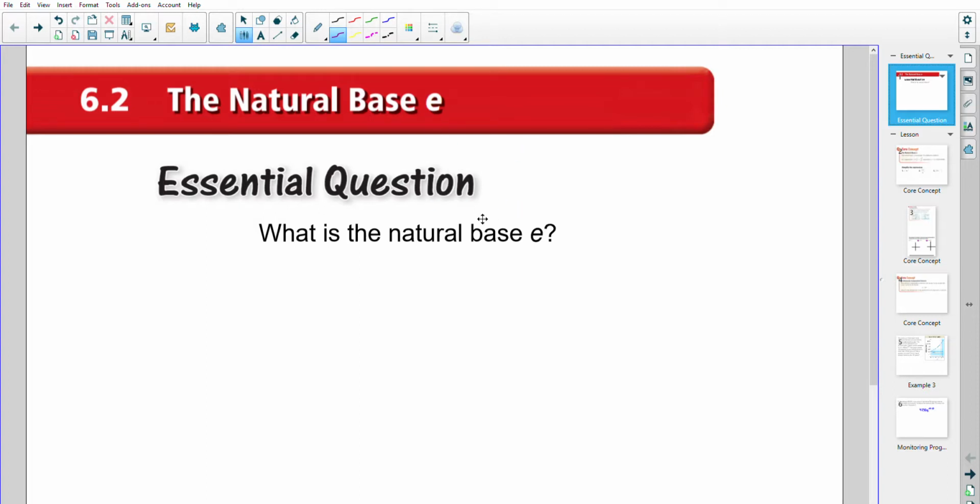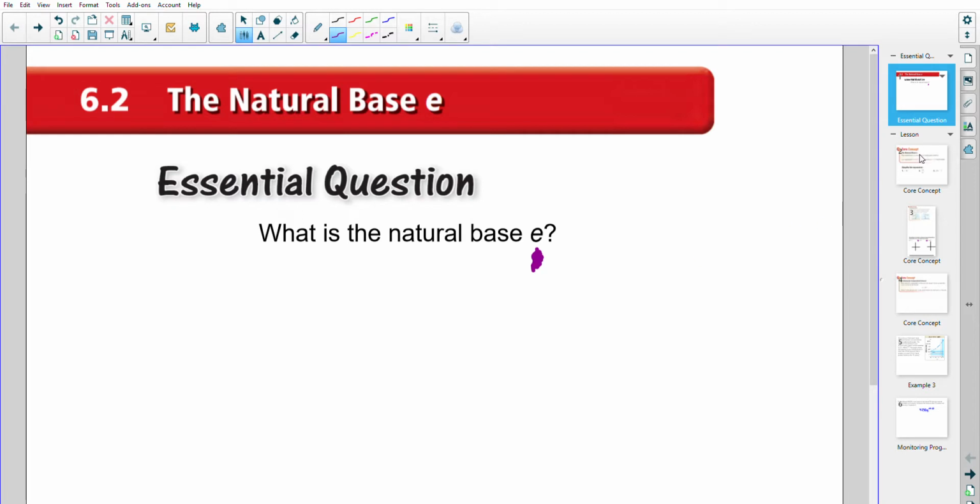6.2, the natural base e. E is a number that's just like pi. It doesn't repeat, it doesn't terminate. It's called a transcendental number. And there are ways of getting e. The one who discovered it is Euler.